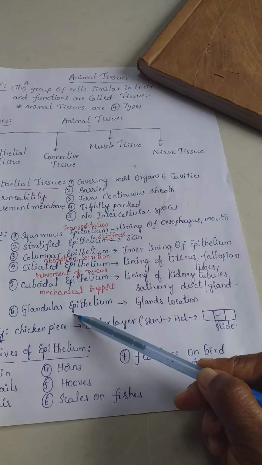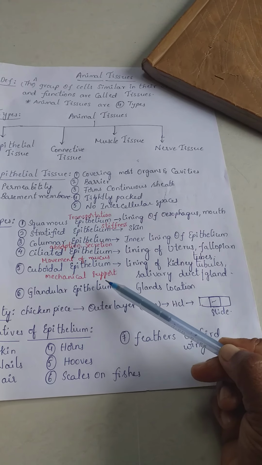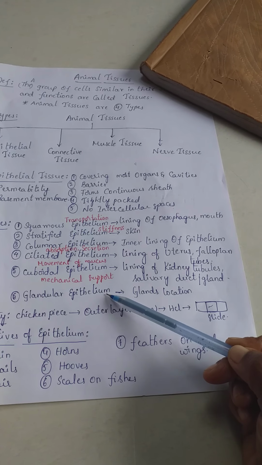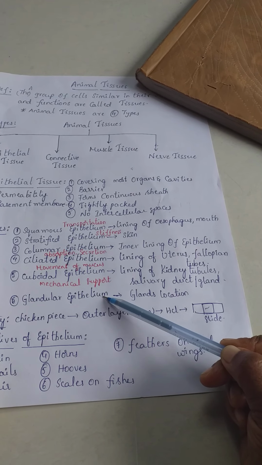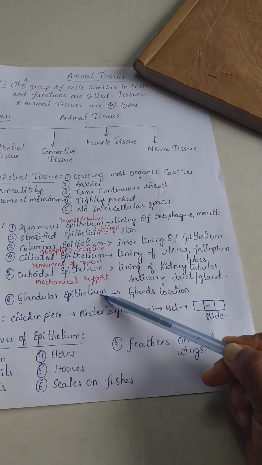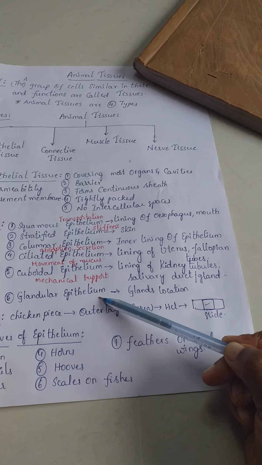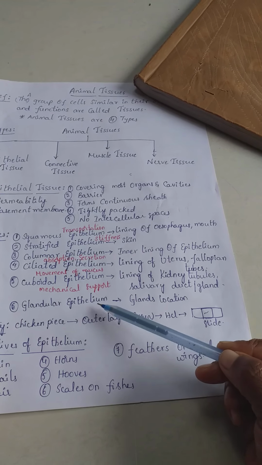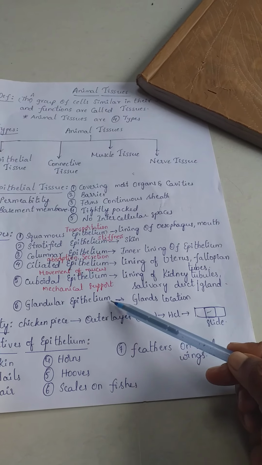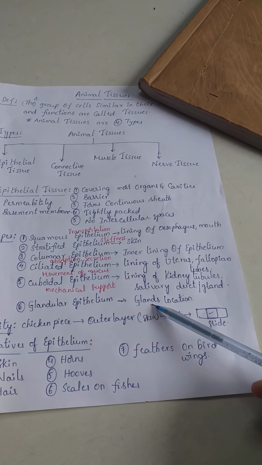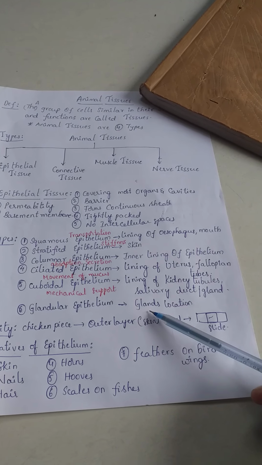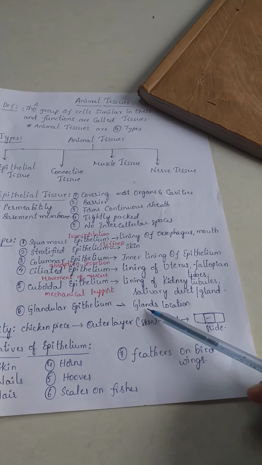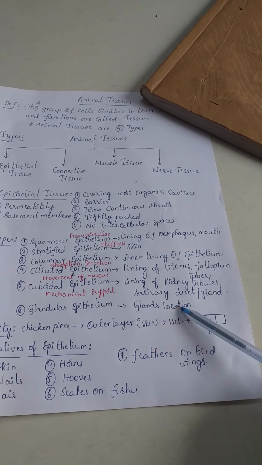And last one, we can see glandular epithelium. Some of the epithelial tissues modify to perform a specialized function. The lining of the epithelium folds inward and becomes a multicellular gland. There we can see the glandular epithelium. Different glands are present in our body, like the pancreas and liver. The place where glands are present, there we can see the glandular epithelium.